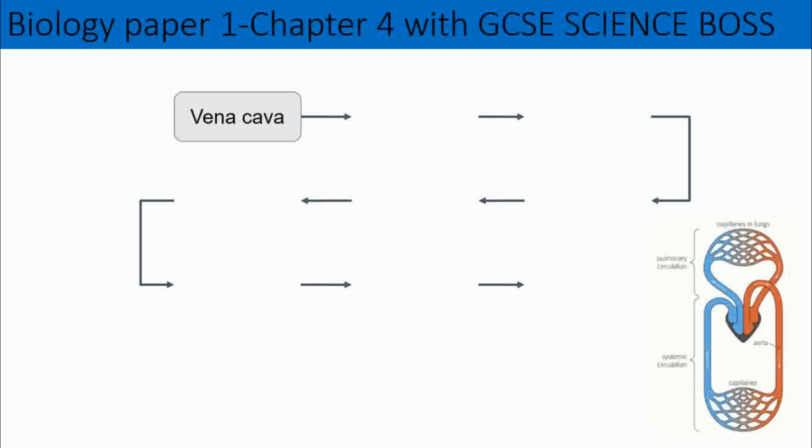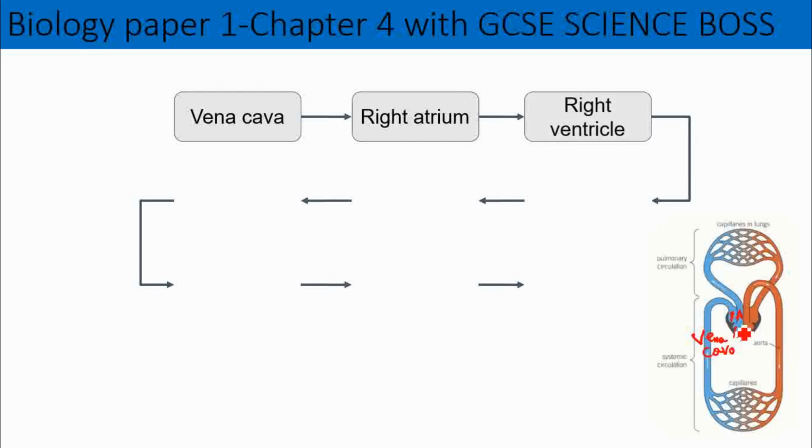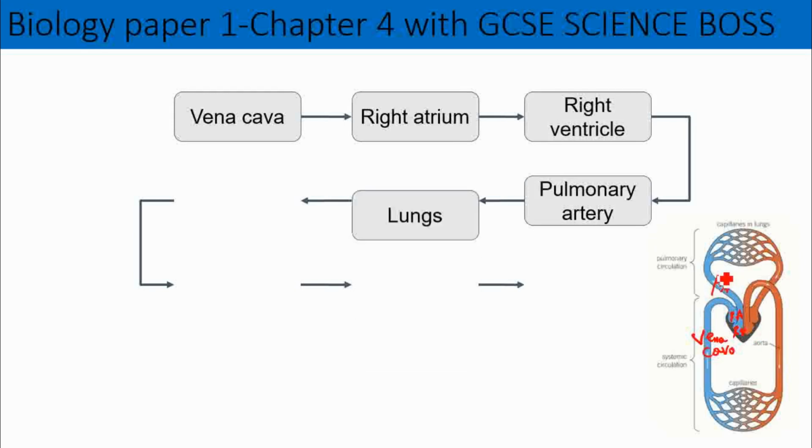So the first thing is that you move from the vena cava, and then from the vena cava you go to your right atrium. So this would be your vena cava. Then to your right atrium, and this is deoxygenated blood as well. From the right atrium, you're then going to go to your right ventricle. Then from the right ventricle, it goes to your pulmonary artery, which is right here. Then that goes to the lungs, where it then becomes oxygenated.